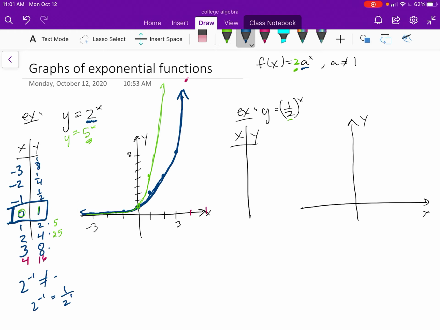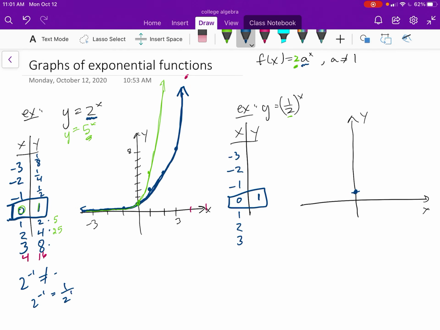So choosing these same values, -3, -2, -1, 0, 1, 2, 3. We'll see what happens here. 0, we still get 1. Okay, that's the good thing with these exponentials, 0, 1 is a common point until we start shifting it. Okay, let's do the positives. 1/2 to the 1 is 1/2. 1/2 squared would be 1/4. 1/2 to the third is 1/8. Notice these values are lined up with these values.